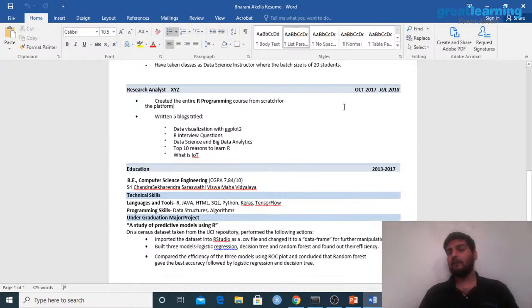Then this was my first job, from October 2017 to July 2018. Here I just listed down the basic blocks that I worked on, and I had created this entire project with the help of this R programming. And here, as you see, I have listed down the keywords again. ggplot2 again is a keyword.